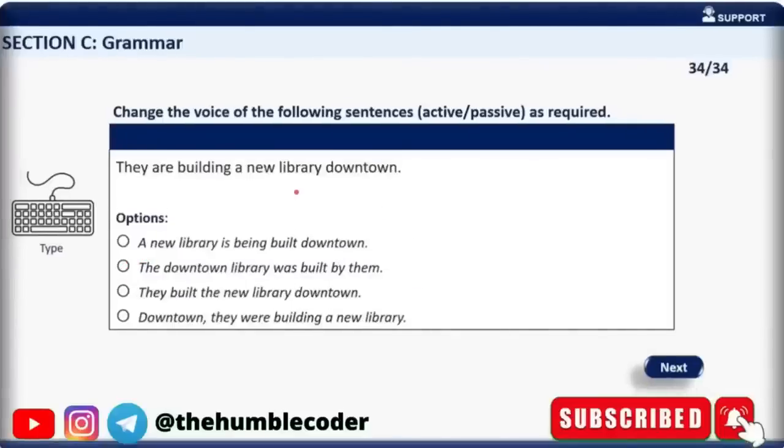They are building a new library downtown. The options that we have are: a new library is being built downtown. The downtown library was built by them. They built the new library downtown. Downtown, they were building a new library. So the correct answer in this case is going to be option A, or the first one, which is, a new library is being built downtown. Hope you have understood these types of questions. These are very important when it comes to the communication assessment.